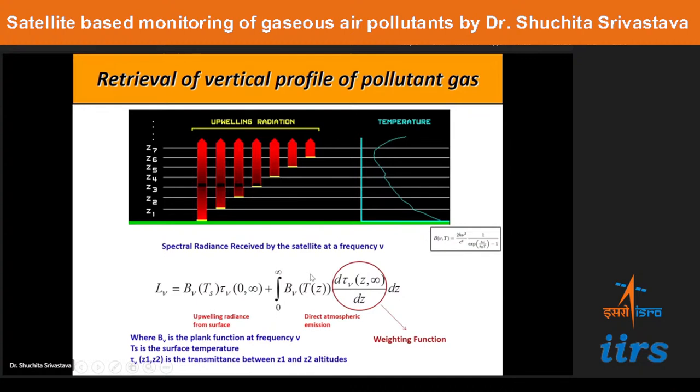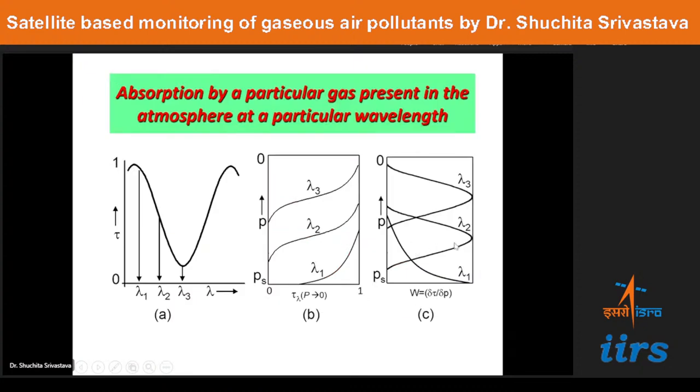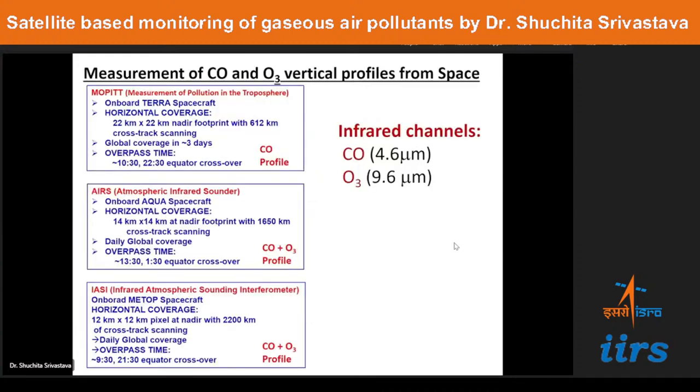So the contribution will come from one specific layer only, and this particular principle is used for getting the vertical profile of those gases which have an absorption band in the infrared radiation in which our earth and atmosphere system emits radiation. So for these, CO and ozone, these two gases have infrared channels. CO absorbs at 4.6 micrometer and ozone absorbs at 9.6 micrometer. These are the wavelengths used for the calculation of their vertical profile from space.